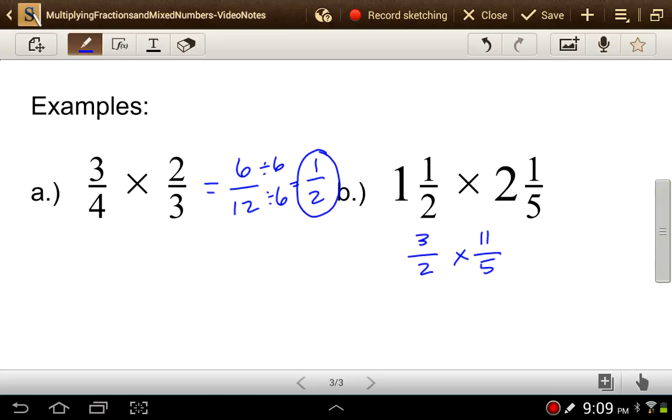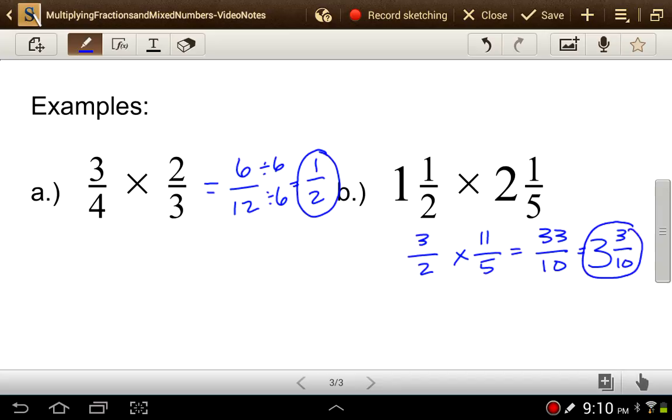Now that I have fractions, I'm going to multiply them. 3 times 11 is 33. 2 times 5 is 10. Now here I have an improper fraction, so we're going to rewrite this as a mixed number again. To rewrite it as a mixed number, I see how many times 10 goes into 33. That's dividing them. 10 goes into 33 3 times. That is 30, so I have 3 left over. 33 minus 30 is 3. So that's 3 and 3/10.